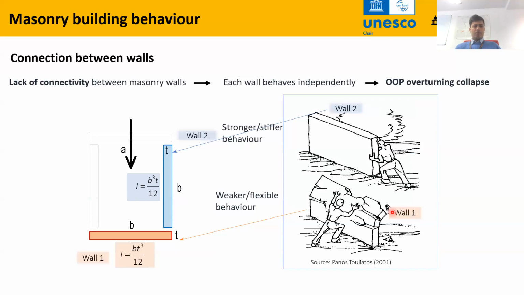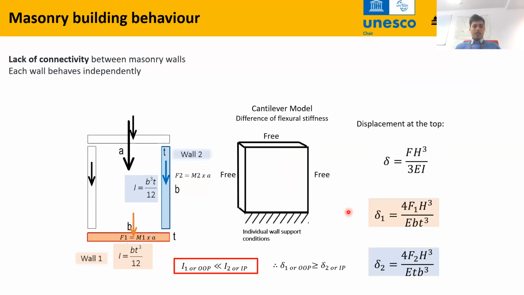Just some examples of how the walls behave under in-plane and out-of-plane loading. For example, this wall is loaded out-of-plane under this seismic loading, and this wall is loaded along the line of the action, so this is in-plane. The in-plane wall has much higher resistance due to the higher moment of inertia in that direction, while the out-of-plane wall is too flexible in that direction. So more deflection, therefore higher susceptibility to damage.